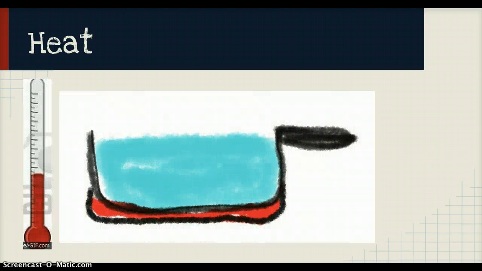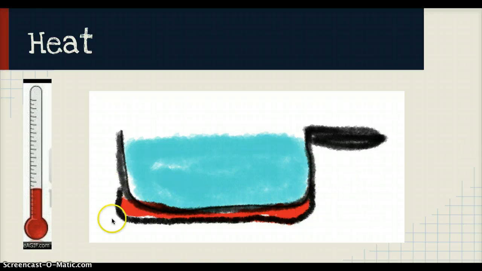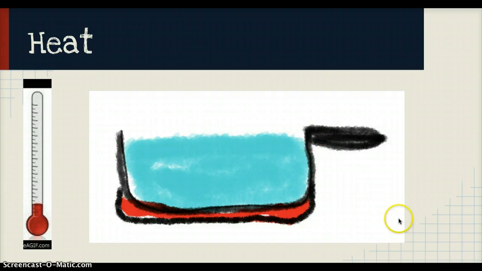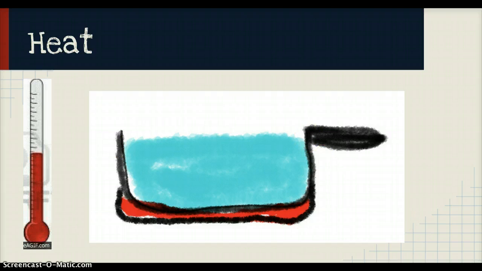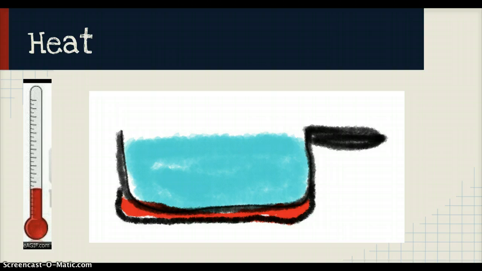So I'm using an example of a pot of water on the stove. So you have the red is the flame from the stove, and then you have your pot of water. And as the stove heats up, the molecules in the water are going to move around faster and faster because they are getting more heat and more energy. And the more kinetic energy that they transfer between each other, the hotter the water gets.